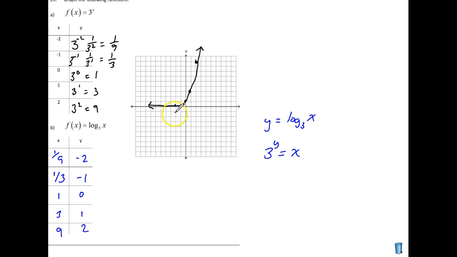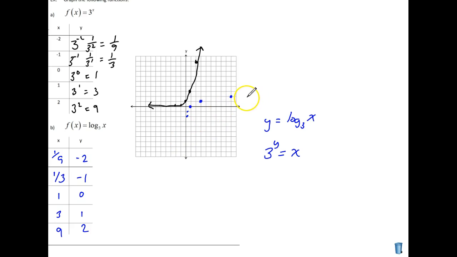So now's the trick. We have to graph this. So at 1/9 we're at -2. And at 1/3 we're at -1. And at 1 we're at 0. Okay, so I'm still graphing my x comma y. At 3, x equals 3, y equals 1. And at x equals 9, y equals 2.